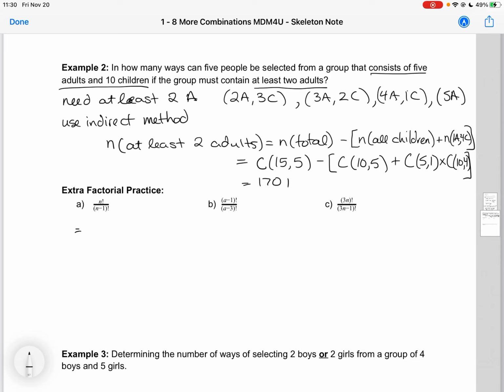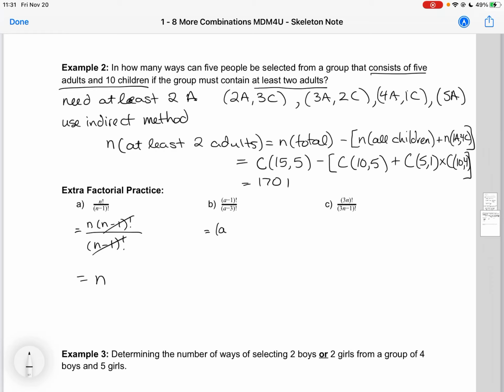Before we do our last example, we're going to do a little bit more factorial practice. So if you remember before, we want to be able to write it so that the same factorial is on the top as is on the bottom. So the top only has n factorial, so I'm going to expand that out until I get the same factorial on the top and on the bottom. That's going to allow me to cancel, leaving me with n.